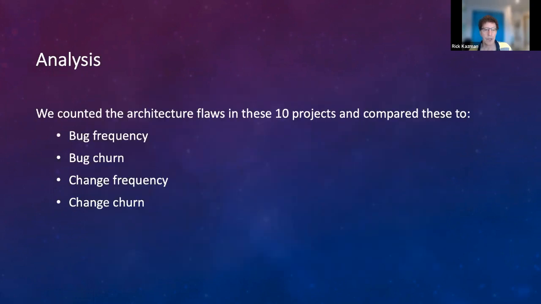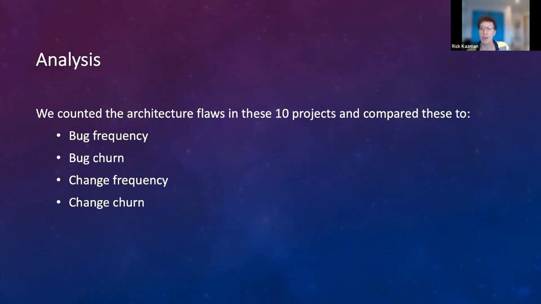And we counted the architecture flaws. So we ran the automated analysis on these 10 projects. We calculated the flaws. And so we could determine for every file whether it was involved in a flawed relationship or not, or maybe several flawed relationships, because a file might be involved in a modularity violation and a cyclic dependency and an unhealthy inheritance.